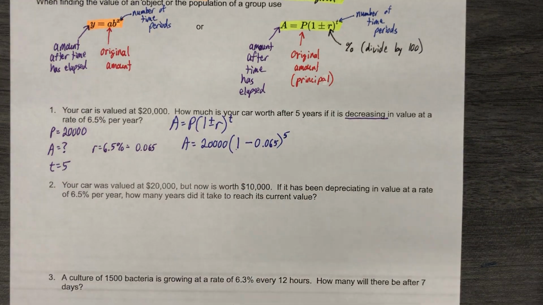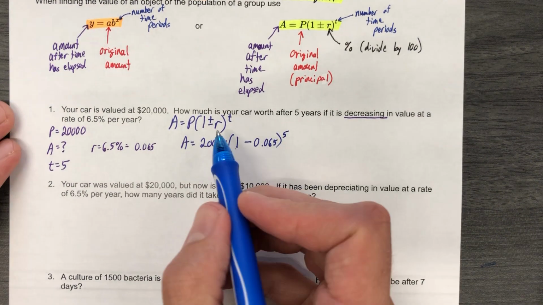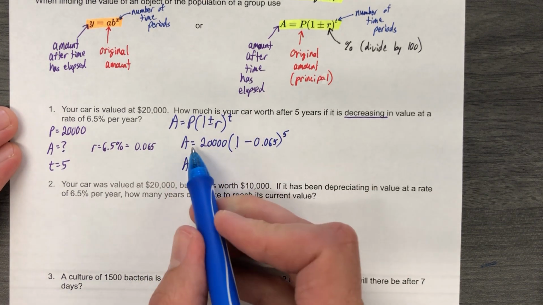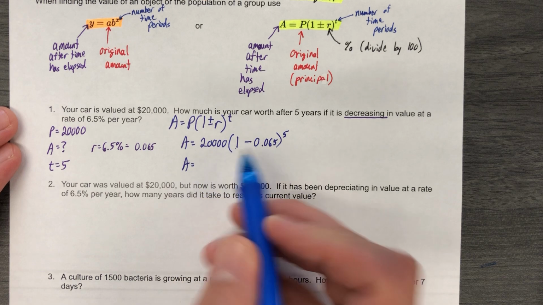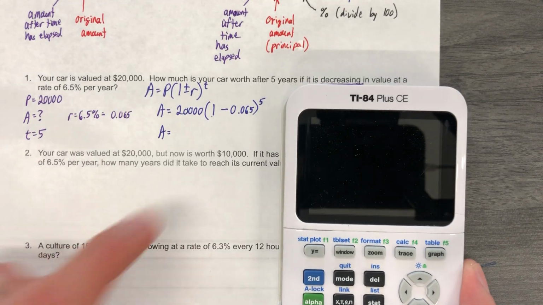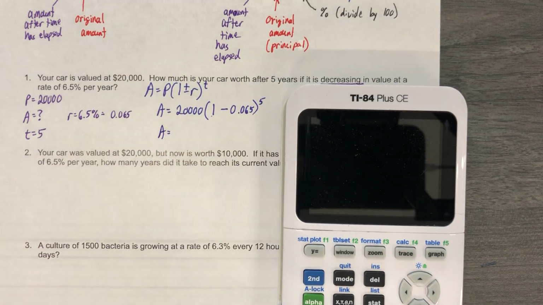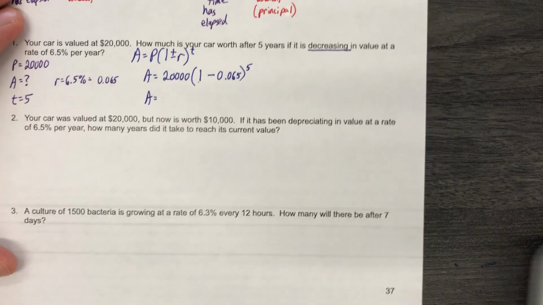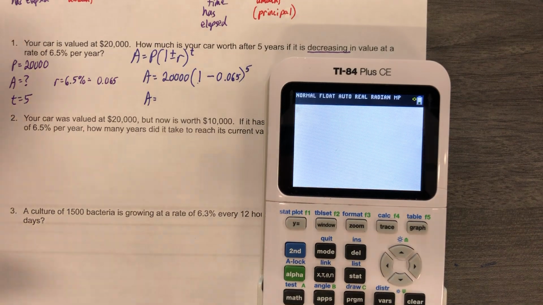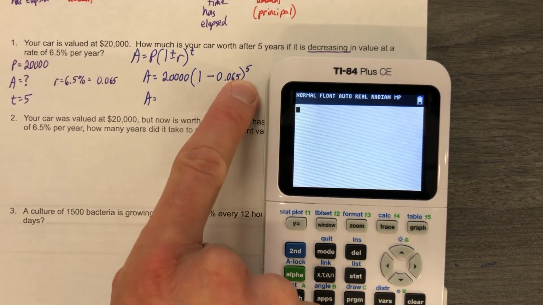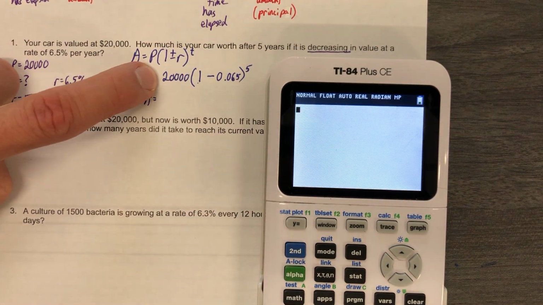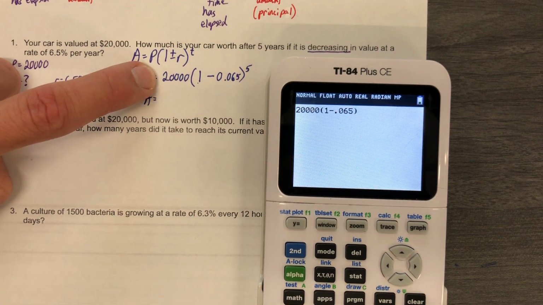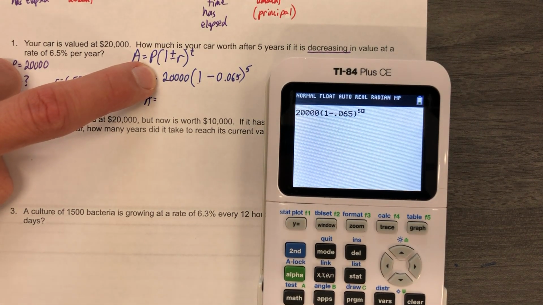Now, I'm asked to find how much your car is worth. So they're asking us to find A. A is already by itself on this equation. So we're looking for the A. It's solved. There is no solving. All the stuff we did up at the top, not needed for this problem. Not at all, not for this context. Type it exactly the way it looks in Desmos. You don't need A equals. Just type this. So 20,000, 1 minus 0.065 to the 5.